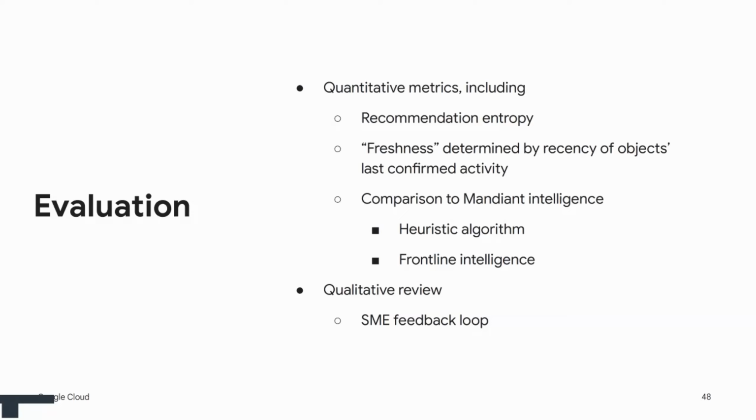And this is done in 2 ways. One, comparisons to that heuristic algorithm I showed earlier for threat actors and malware families, and also to frontline intelligence. Mandiant has analysts that go out and work with customer environments, and they generate essentially threat profiles like the model does, but manually. If we can do a good job recreating those, the model is performing well. And then finally, and maybe most importantly, is qualitative review, right? Sending sample recommendations to our subject matter experts, having them assess those and give us some feedback.